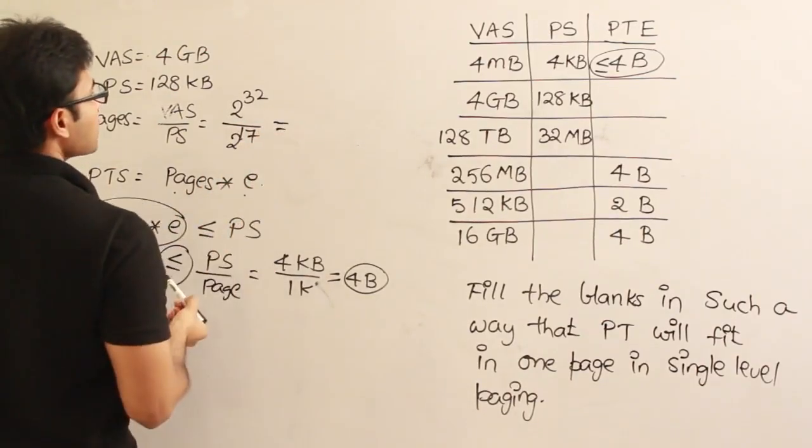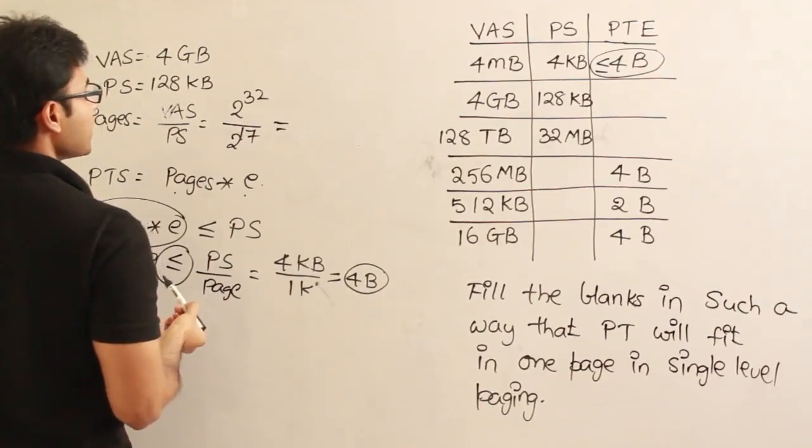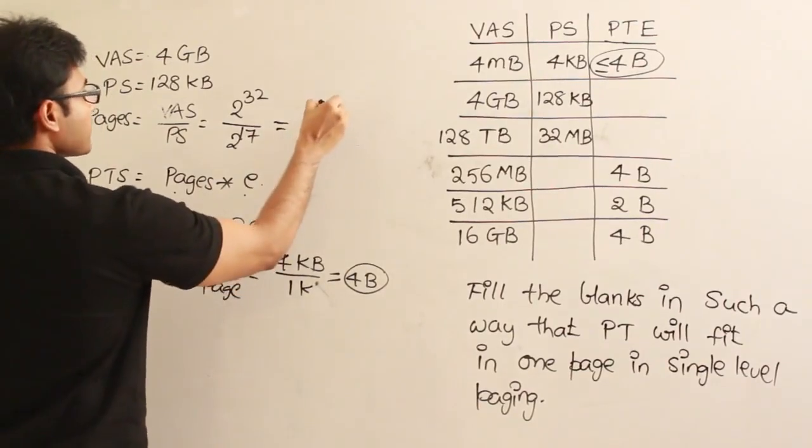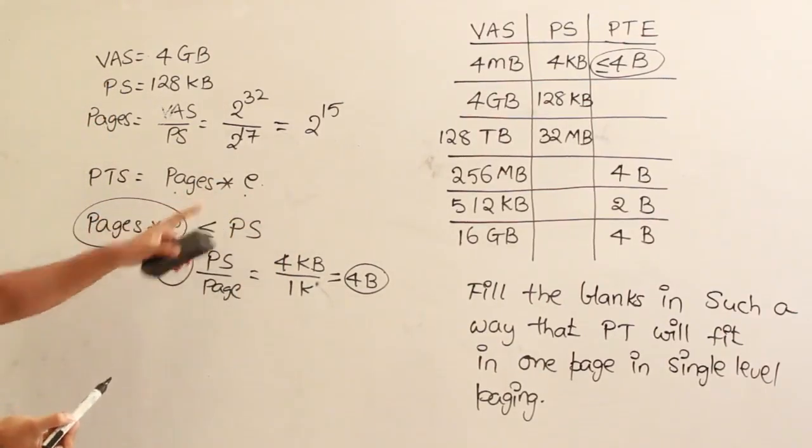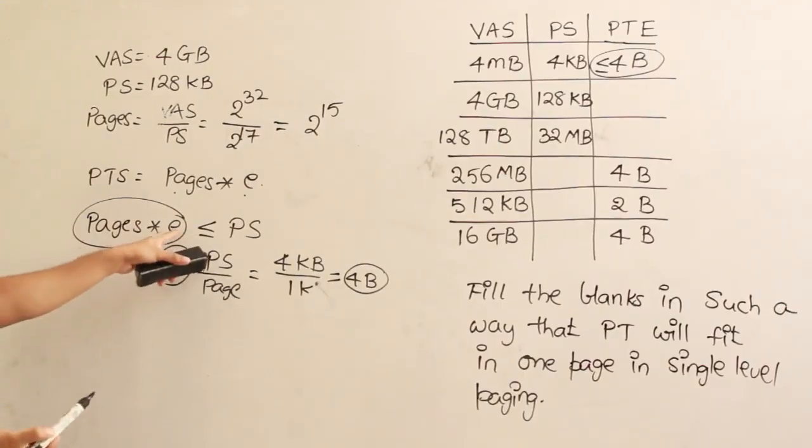16, 15, 2 power 15, right? So 2 power 15 is the number of pages. Then page table size equals number of pages into entry size. Number of pages into entry size is less than or equal to page size.